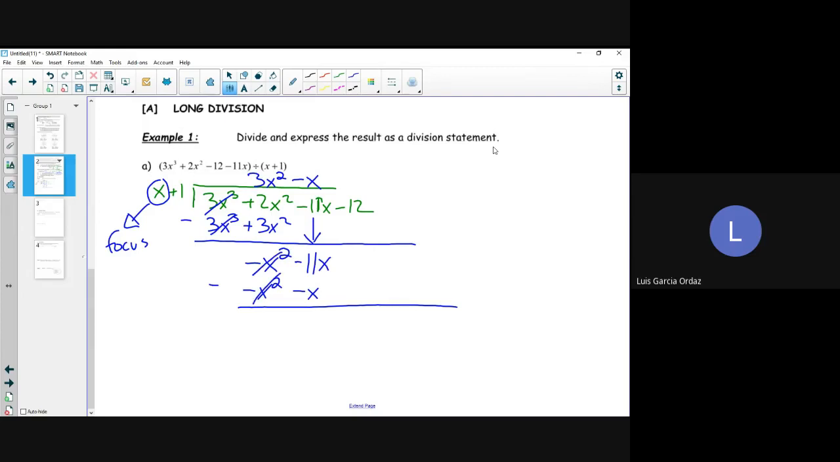Yeah, zero. What's negative 11x minus negative x? You already said it, negative 10x. Yeah, it's okay. And then what is our next step? Bring down the negative 12.